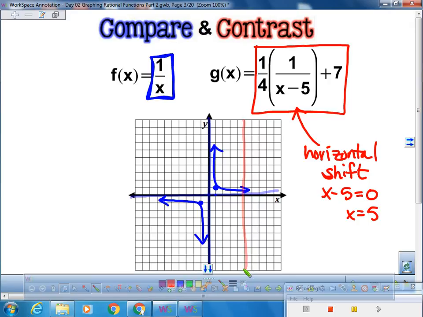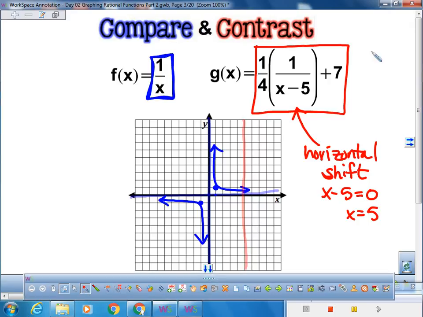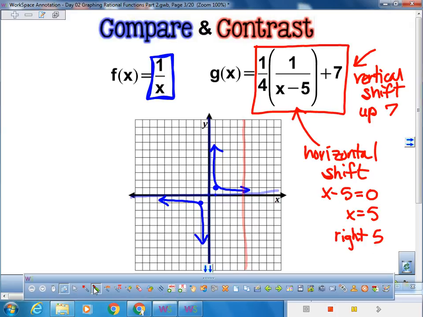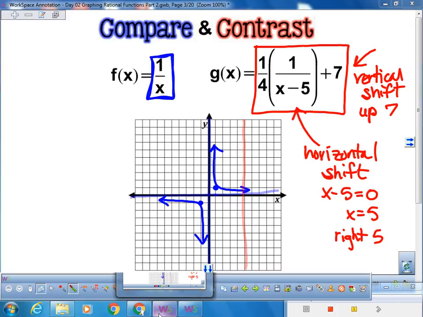And this right here tells me my vertical shift. But notice there's no x with it, right? So there is no solving for 0 on that one, correct? So it's just moving up 7. This one is to the right 5. So when I map out my asymptote for this, it's going to be shifted up, not here, but up 1, 2, 3, 4, 5, 6, 7.